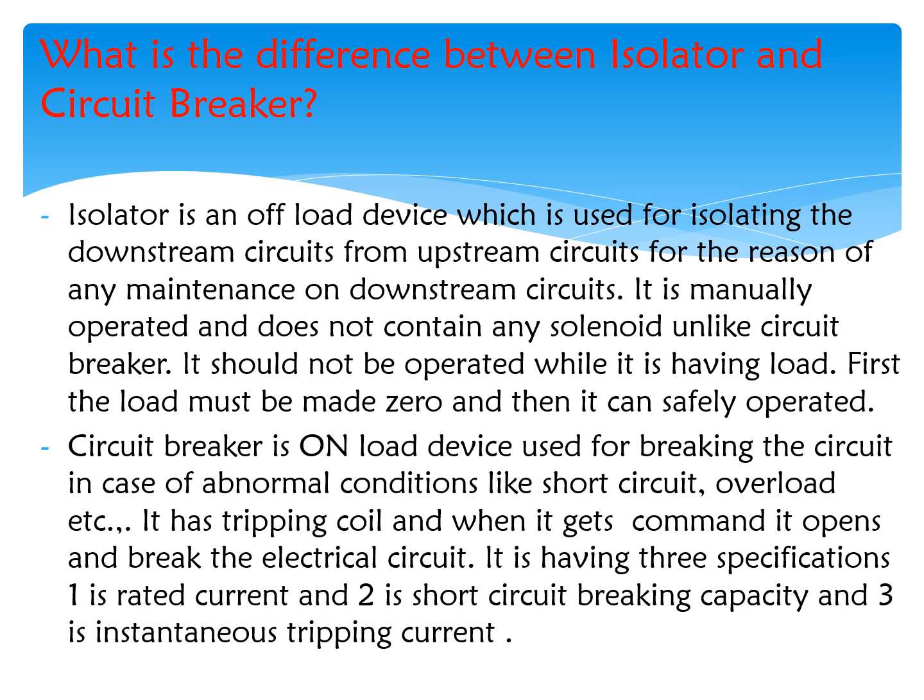Circuit breaker. Circuit breaker is an on-load device used for breaking the circuit in case of abnormal conditions like short circuit, overload, etc. Normally also circuit breakers are used in case of motors to stop the motor and make the motor on. It has a tripping coil and when it gets command, it opens and breaks the electrical circuit. It is having three specifications. One is rated current, two is short circuit breaking capacity, and three is instantaneous tripping current.